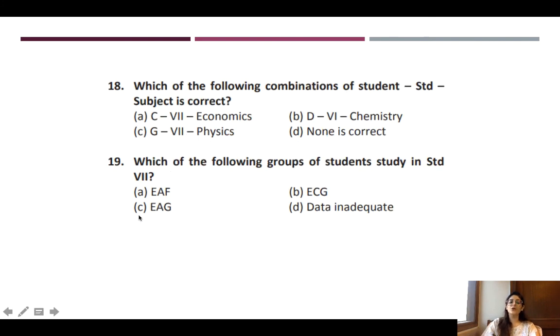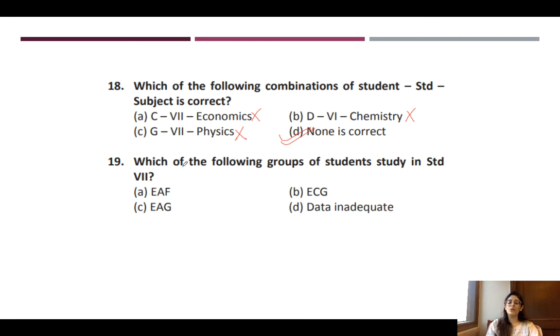Lastly, we have which of the following combinations of student, standard, subject is correct. So we know that C is in which class? C is in class 6 and studies economics. So this is going to be a wrong combination. D: we know D studies chemistry but is not in class 6. So this is wrong. Then we have G. G we know studies maths and not physics. So again this is the wrong combination. So which is the correct combination? It is none of these.